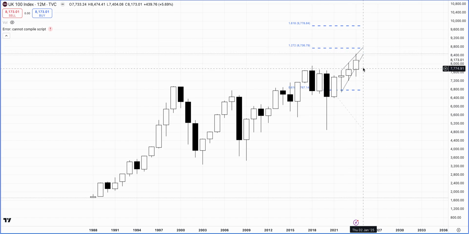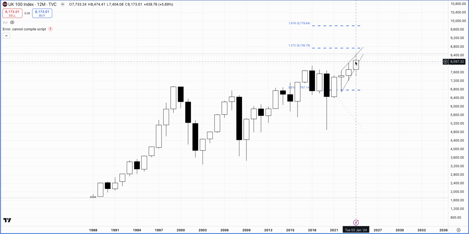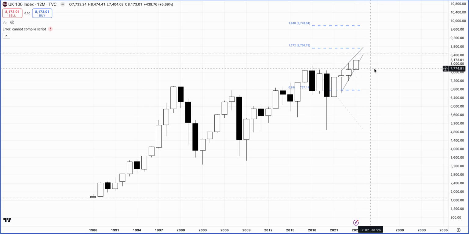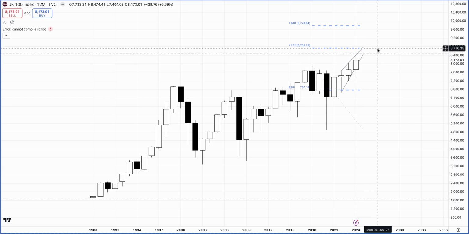So here again, it's still a bullish candle close. We'll see what 2025 will look like. But right now, it's a bullish close. Looks like there is further upside to it, maybe 8736.